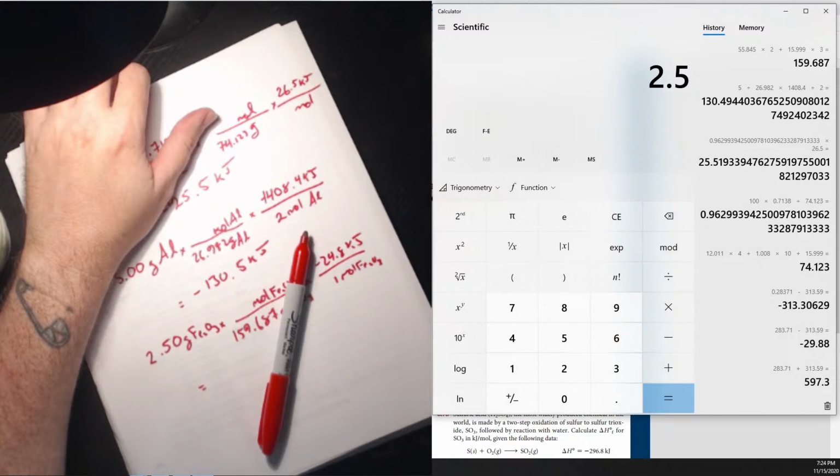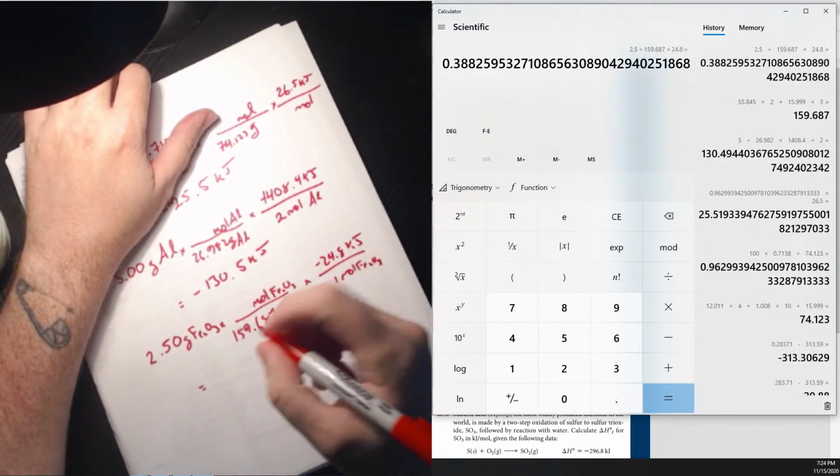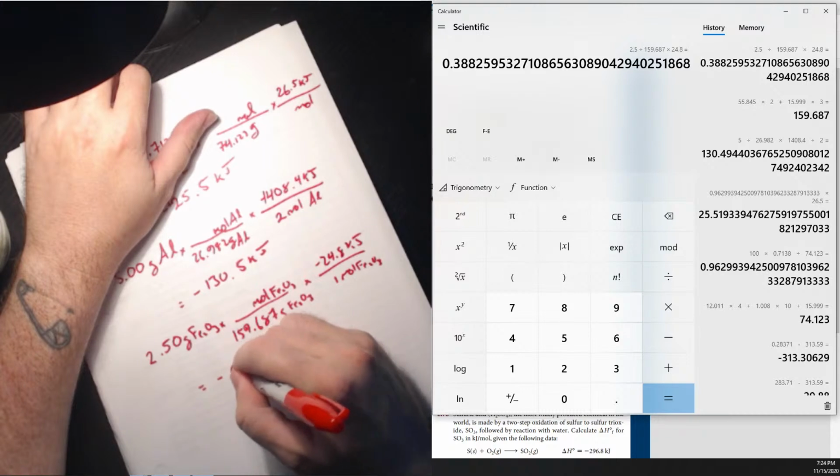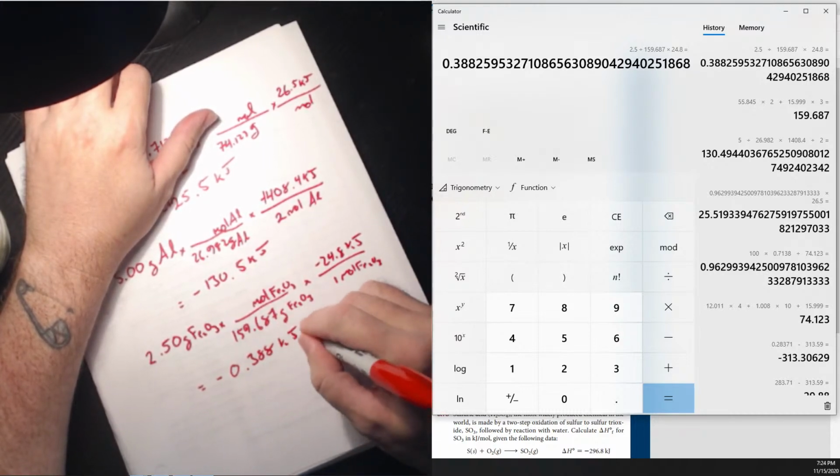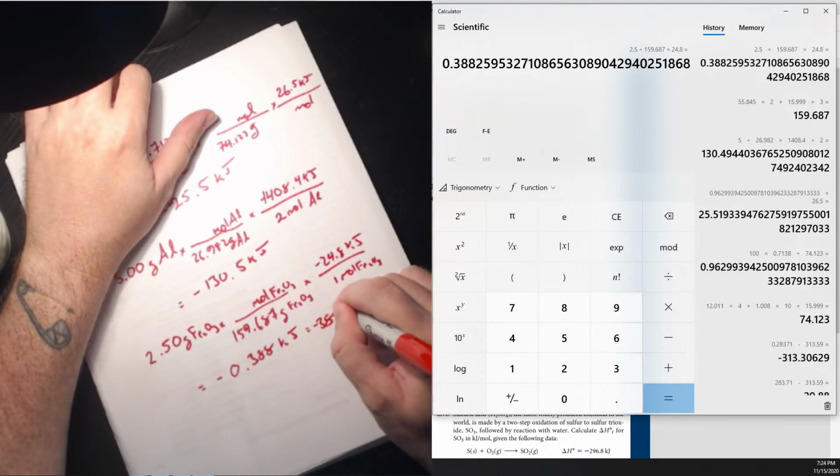2.5 divided by 159.687 times negative 24.8 is negative 0.388 kilojoules, or negative 388 joules.